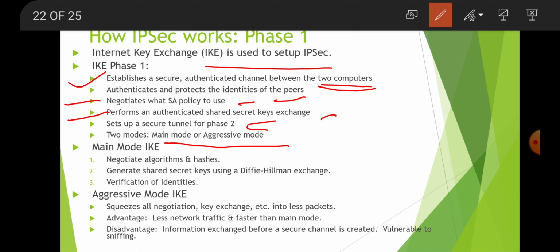Now what happens in main mode of Internet Key Exchange? In main mode, it negotiates the algorithms and hashes, and generates a shared secret key using a Diffie-Hellman exchange. So there is one exchange algorithm. First we generate the key. If you want to share that key, it needs to be generated.